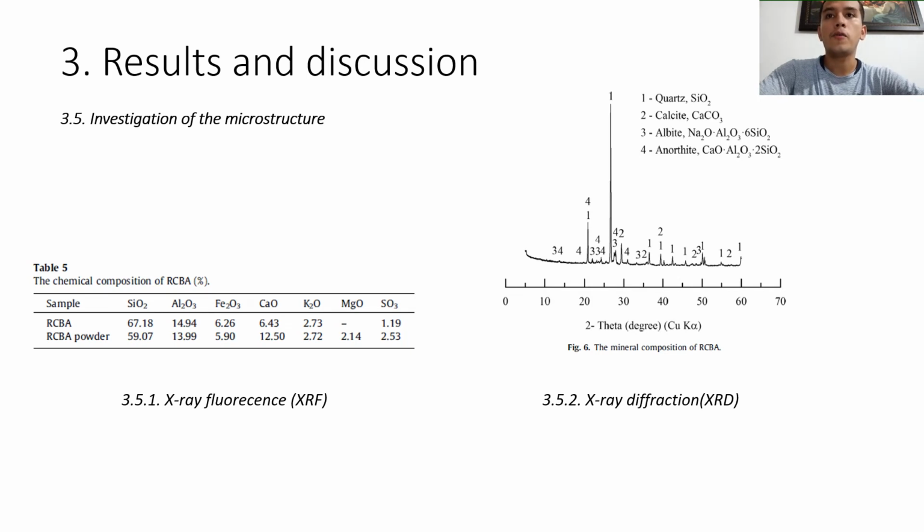The fifth value that was analyzed was the composition of the RCBA microstructure, where the chemical composition is shown and shows that the main components are silicon oxide, aluminum oxide, and iron oxide. The X-ray diffraction test shows that it is composed mainly of quartz, calcite, albite, and anorthite.